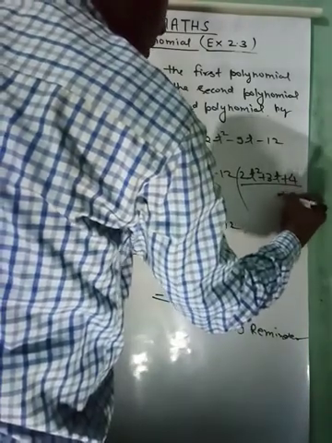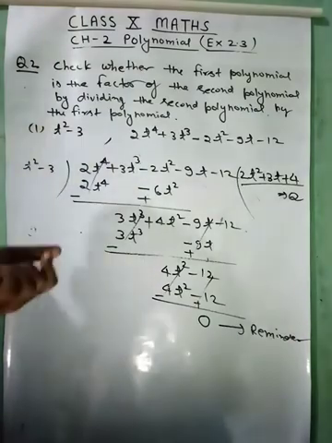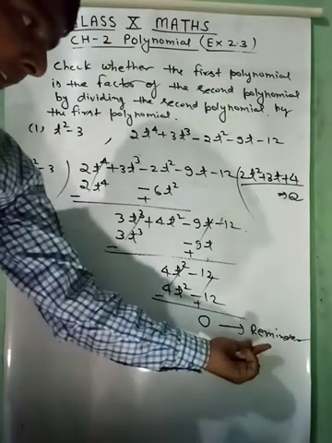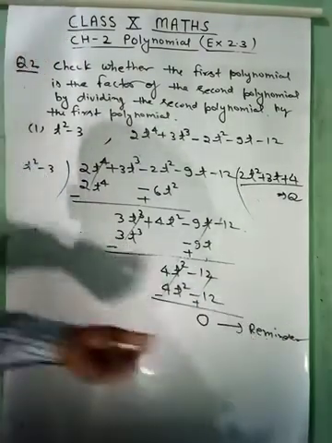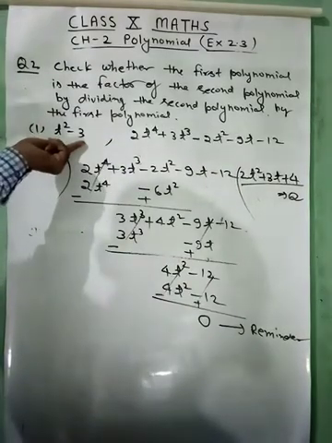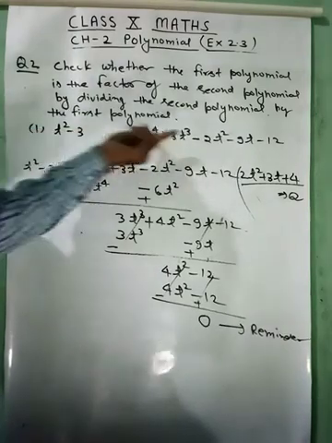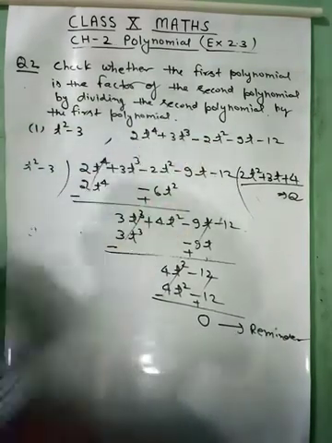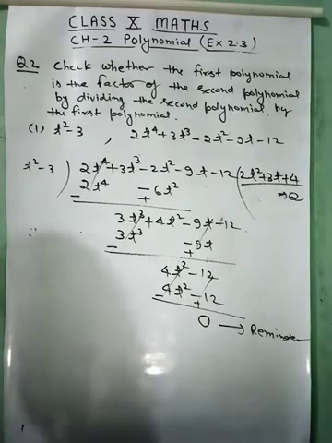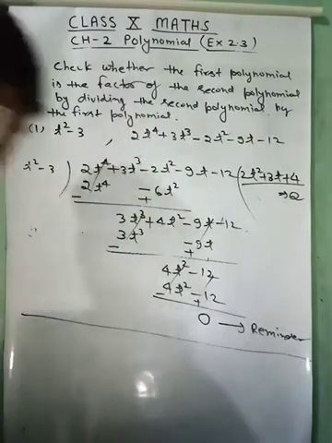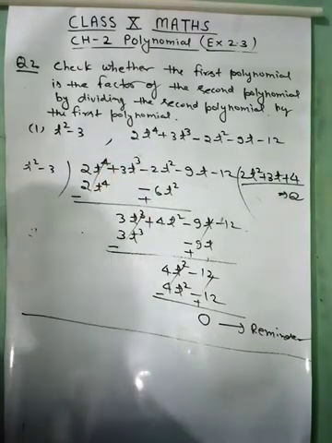It is the quotient right here. Clear? We know that if it is 0, the remainder is 0. So this is divided by this. Clear? So it is a factor of this. Now the next question you have to do. I'll give you the questions to do like this.